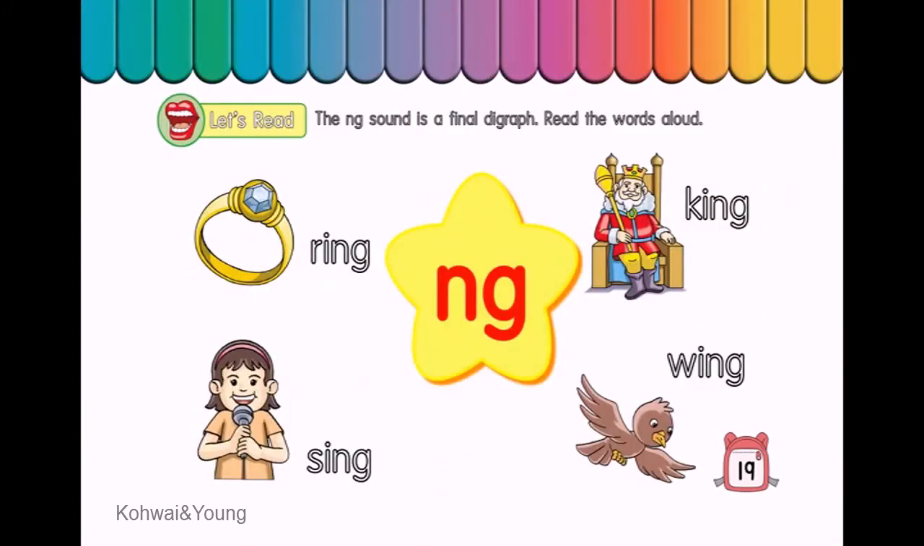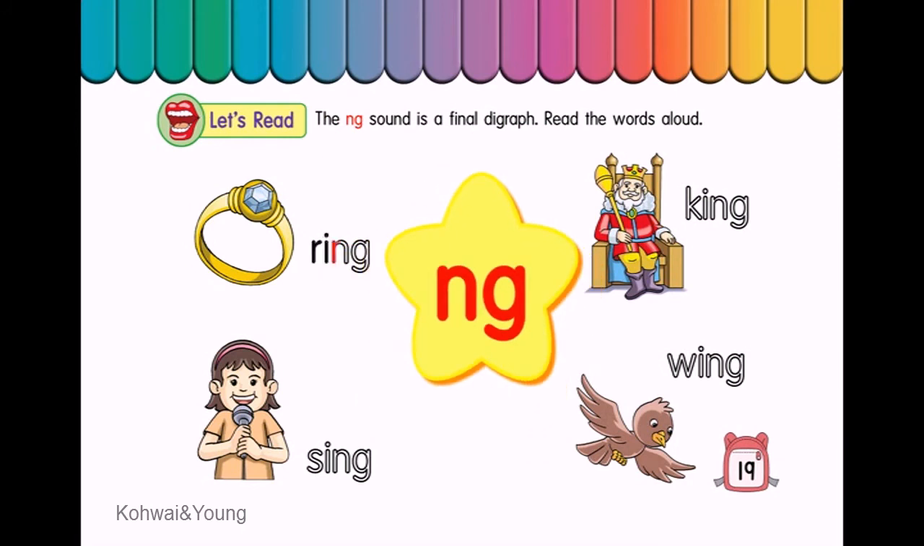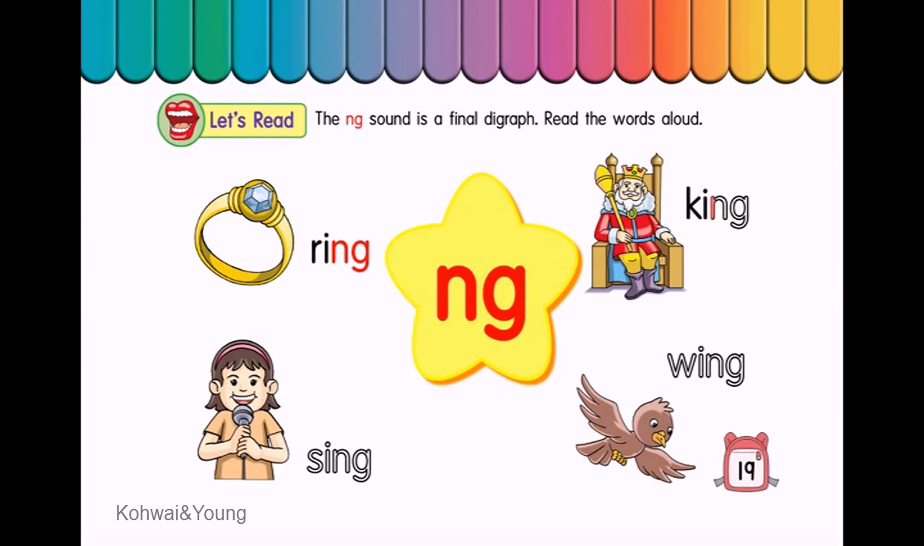Let's read. The ng sound is a final digraph. Read the words aloud. Ng, ring, king, sing, wing.